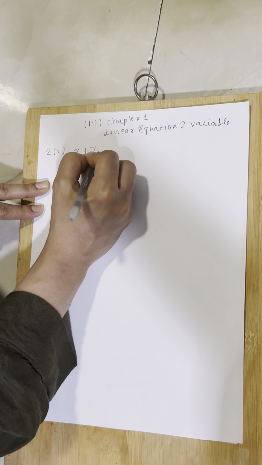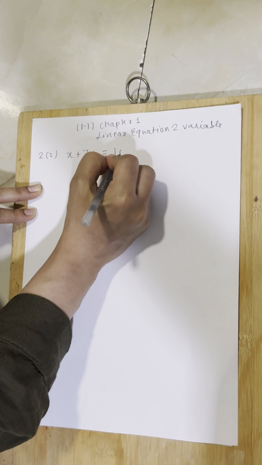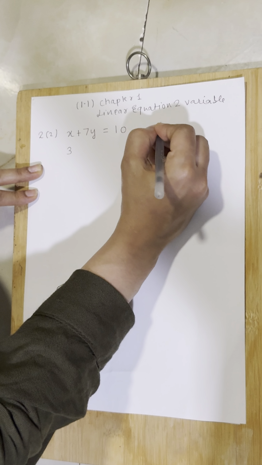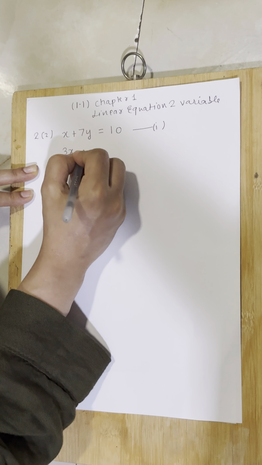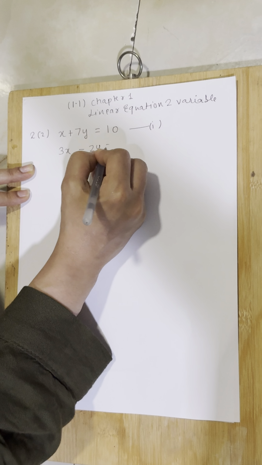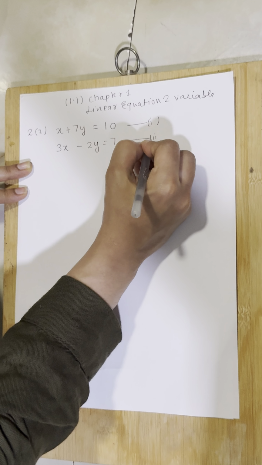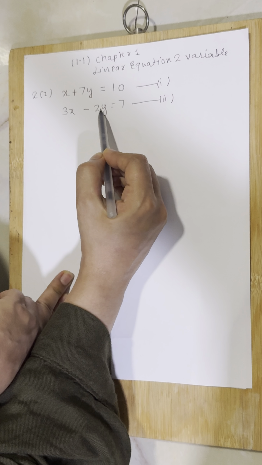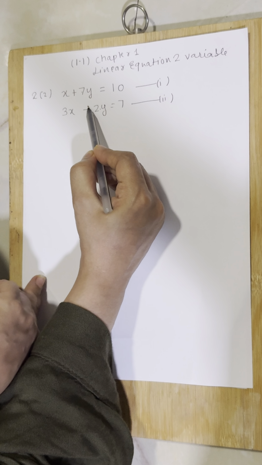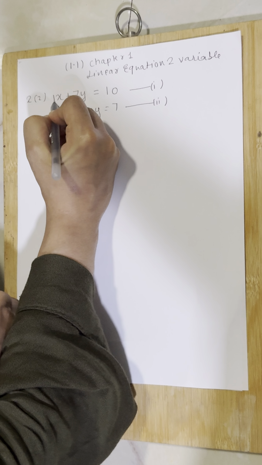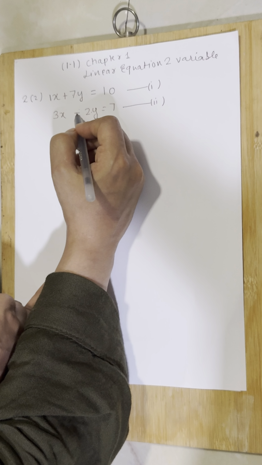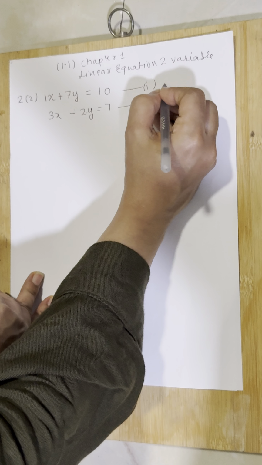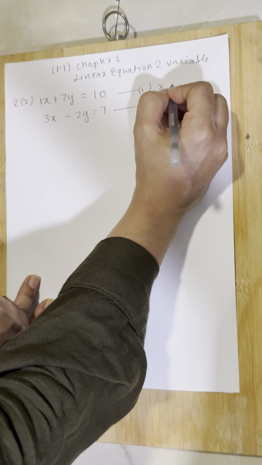x plus 7y equal to 10, equation number 1, and 3x minus 2y equal to 7, equation number 2. Now 7 and 2 are not the same variable in y, okay, and here it is 1. Now here the variables are not same like the first sum, so what we'll do is multiply equation 1 with 3.